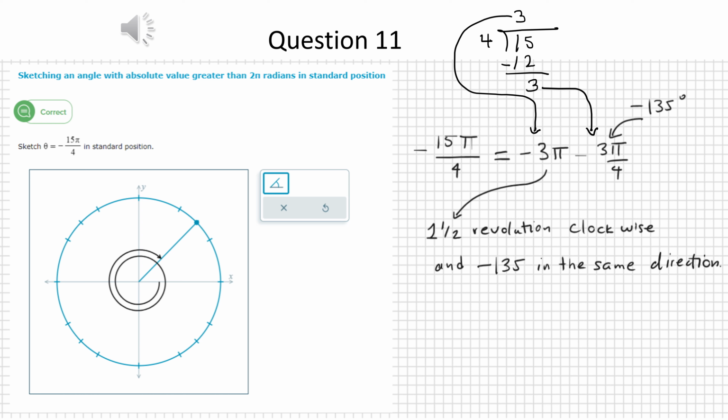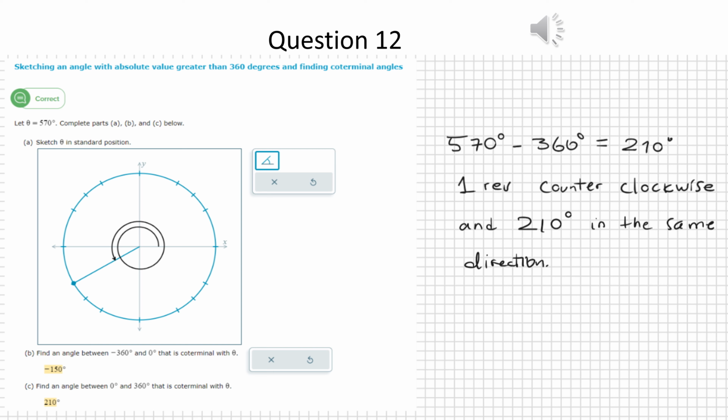Okay. In this question we have the angle theta equal 570 degrees. Number one is sketching. So you subtract 360, which is 210. Okay, 210 is an angle that lies in the third quadrant. So basically we have one revolution counterclockwise because it's positive, and also 210 degrees in the same direction. So it's easy. There's one revolution plus 210. And 210 lies in the third quadrant.